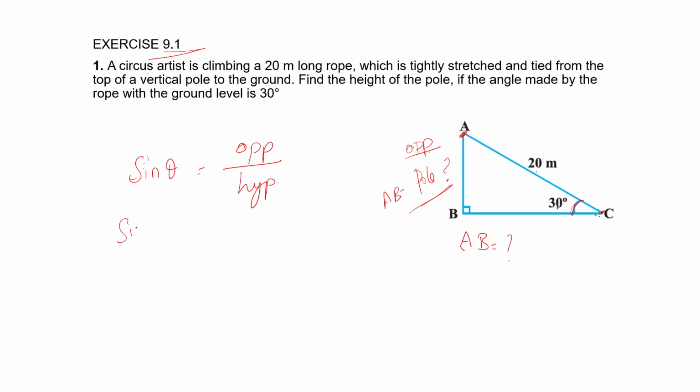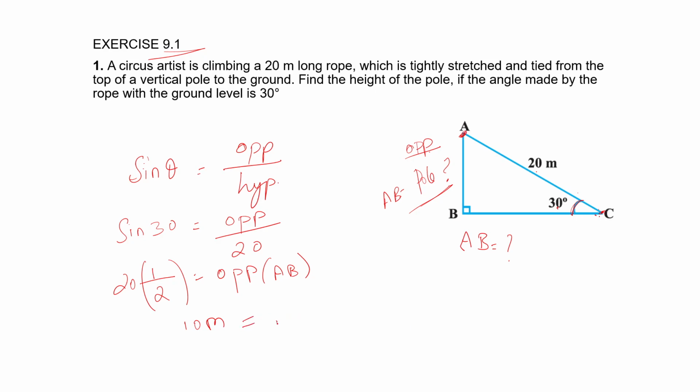Okay, so sine 30 is equal to opposite by hypotenuse. What is the value of hypotenuse? It is 20. So what is the value of sine 30? Sine 30 is 1 by 2. So if I cross multiply, 20 into 1 by 2 will give the opposite, which is nothing but AB. So 10 meter, just check whether it is meter or not. Yes, 10 meter is the value of AB, which means the height of the vertical pole is 10 meter. You have to write and complete it in that way.